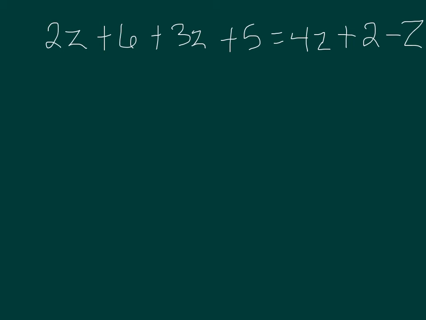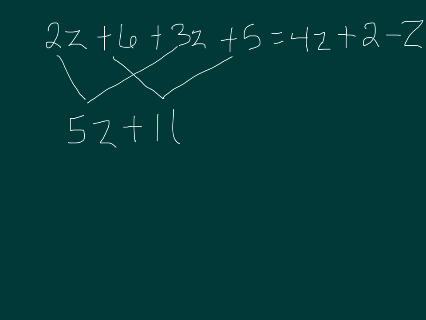The first thing we're going to do is combine like terms on the left side of the equal sign. So here again, we have a positive 5, a positive 6. We get positive 11 or plus 11. 2z plus 3z, we have 5z plus 11. Bring down our equal sign.